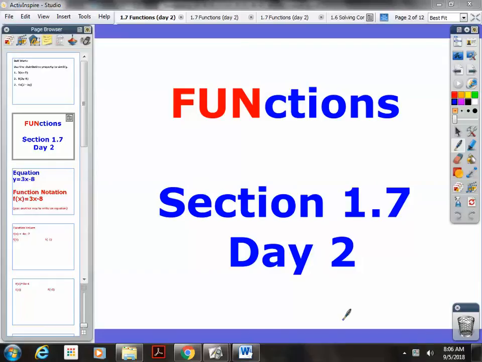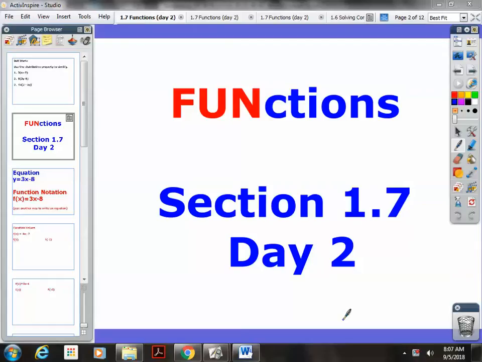This is section 1.7. We are going to be evaluating functions. It must be fun, right? Fun is in functions. It has to be fun. So this is just another way to evaluate using order of operation, basically.